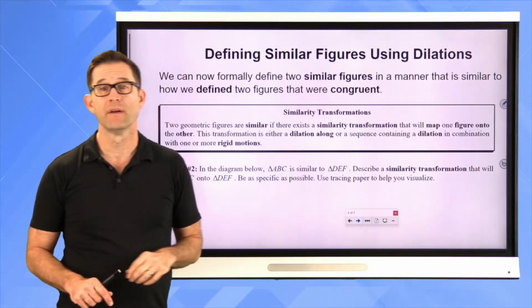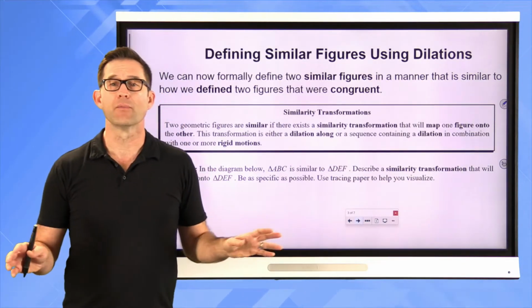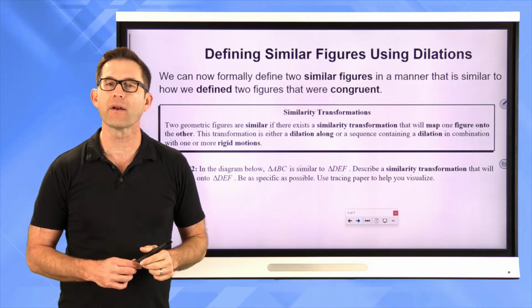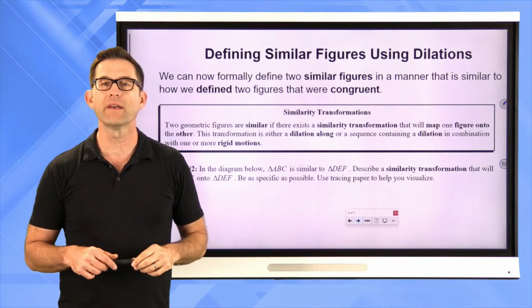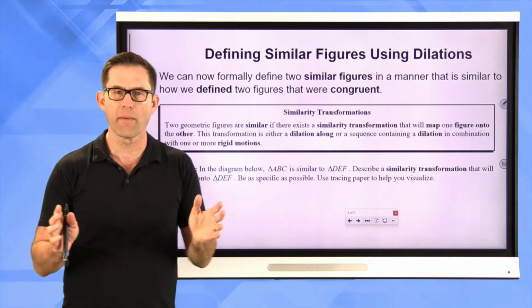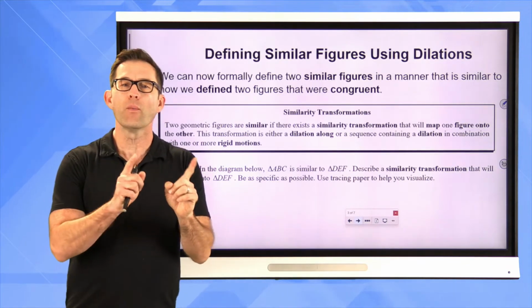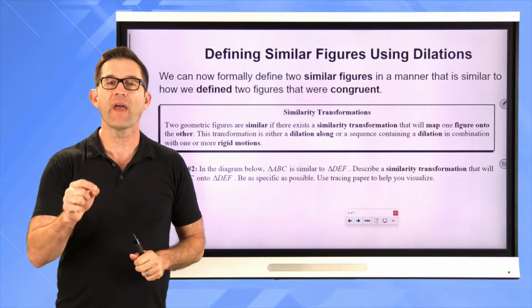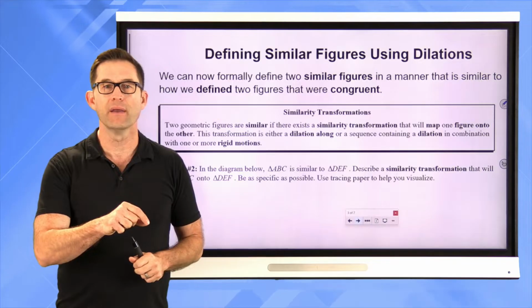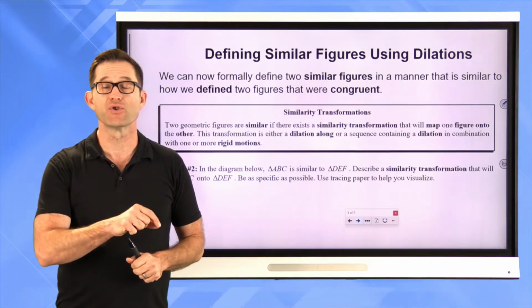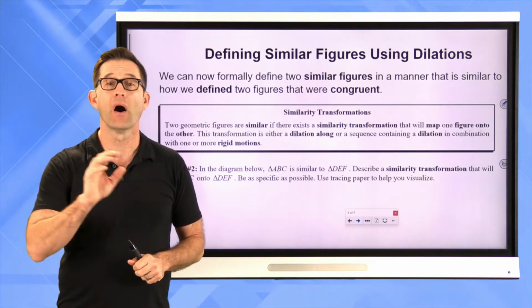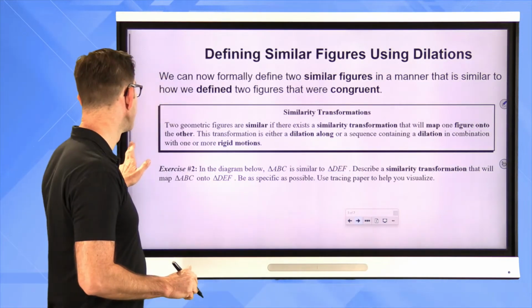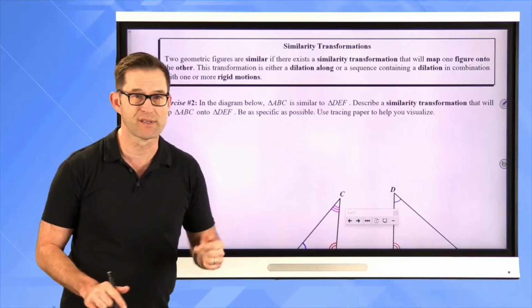All right. Similar figures. Now, we can define similar figures using dilations. We can now formally define two similar figures in a manner that's similar to how we defined two figures that were congruent. Remember, when we defined congruent figures, we said two figures will be congruent if a rigid motion, or a sequence of rigid motions, would map one of the figures on top of the other figure. We can now define similar figures in a very, very similar way.